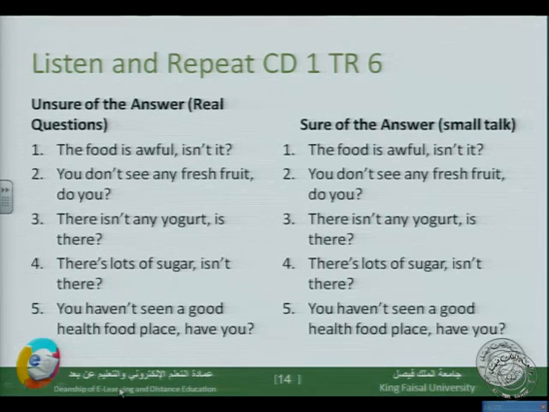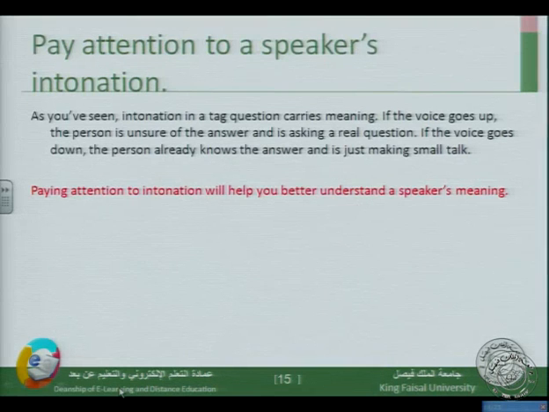And please do it again at your home or at your office. Now, I want you to pay attention to the speaker's intonation. As you have seen, intonation in tag questions carries meaning. If the voice goes up, the person is unsure of the answer and is asking a real question. If the voice goes down, the person already knows the answer and is just making small talk. So paying attention to intonation will help you better understand a speaker's meaning.